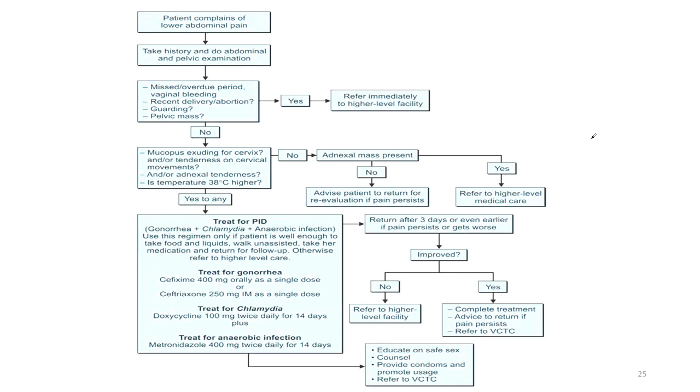Then a checkup is done to see whether the patient has improved or not. If no improvement occurs, refer the patient to a higher level facility. If improvement occurs, complete the treatment and advise the patient to return if pain persists. Refer the patient to VCTC, that means Voluntary Counseling and Testing Center. Also educate on safe sex, counsel, provide condoms and promote usage.